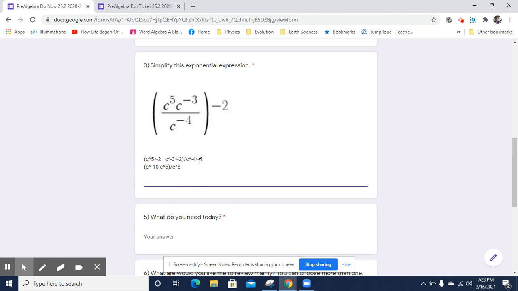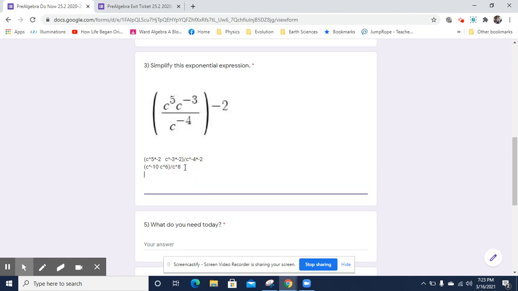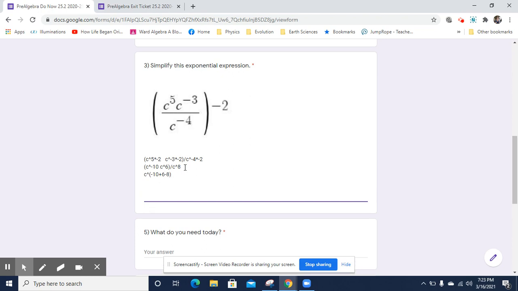So negative 4 times negative 2 will be 8. And then c to the negative 10, that's 5 times negative 2, and c to the positive 6, because negative 3 times negative 2 is going to be 6. And now I can add the exponents in the numerator. So that's going to be c to the, I'm going to put it in parentheses, negative 10 plus 6 minus 8. Negative 10 plus 6 is negative 4, minus 8 is going to be negative 12.